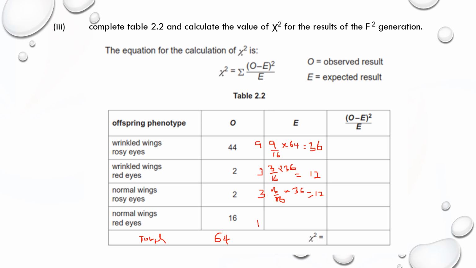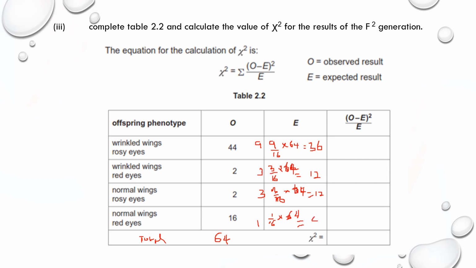Use this, and that's 1/16, sorry. 1/16 times 64. What am I saying? This is 64. Please correct it. 64 is the total. That's what we're using. 64 is the total of the observed result. So that will give us 4.